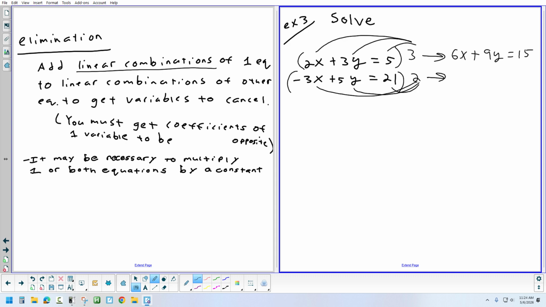Reese, how about the bottom equation? If I multiply everything by 2, what will that be? Negative 6x plus 10y equals 42. Right.